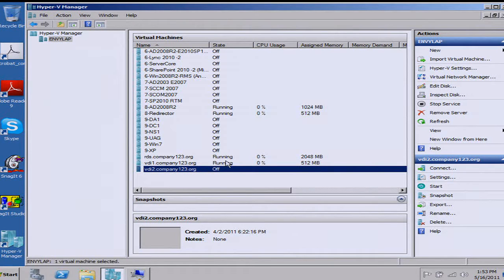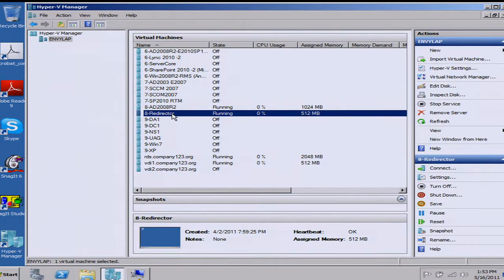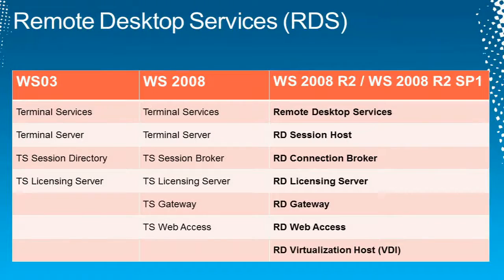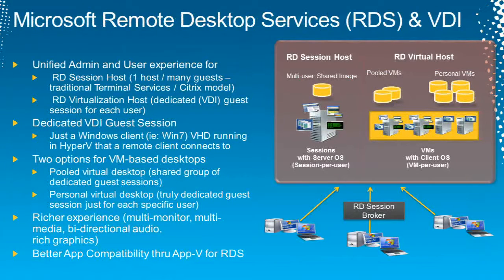So I effectively have Hyper-V, I have remote desktop services, and this redirector is going to point users to either the VDI guest session or the RDS guest session. You'll notice here that I have a single point. I'm using an IP address, but I can give it a DNS name. All the traffic goes into this one connection broker that redirects the session, so it's a unified administration and unified user experience.